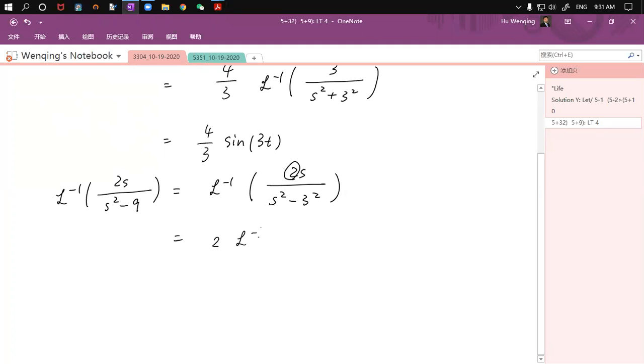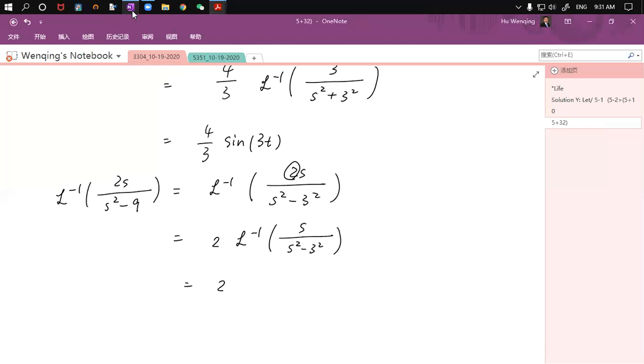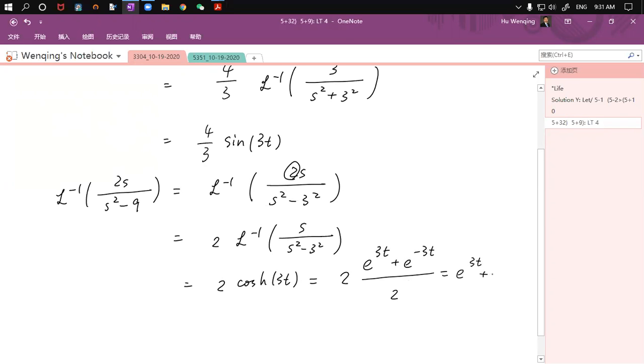So that's 2 times the inverse Laplace transform of s over s squared minus 3 squared. That will be good because you can choose b to be equal to 3 and use this formula. So that's cosh, the hyperbolic cosine, of 3t. And what is cosh? Well, as I said last time, cosh is the hyperbolic cosine, so it's e to the power 3t plus e to the power minus 3t, divided by 2. So it's just e to the 3t plus e to the minus 3t. Is that good for everybody?